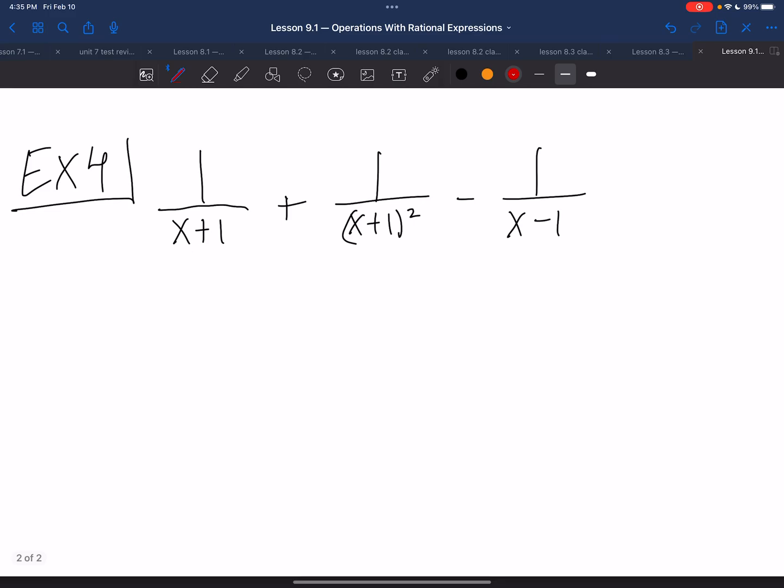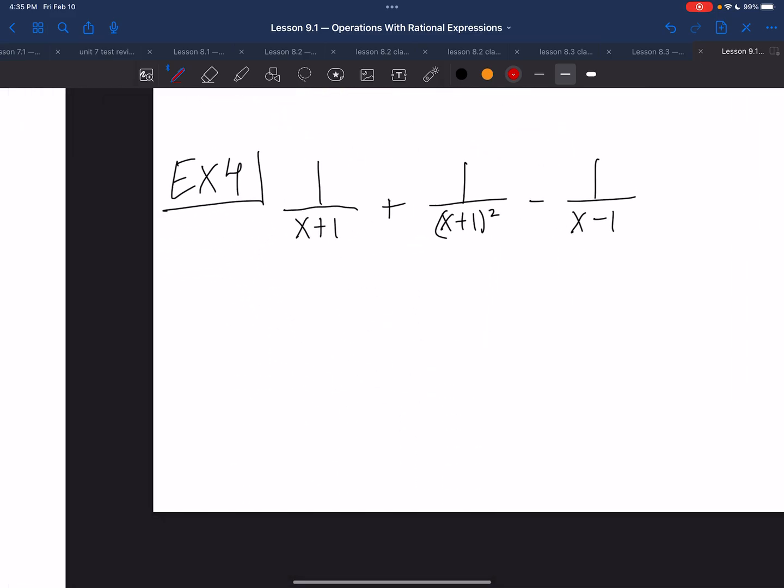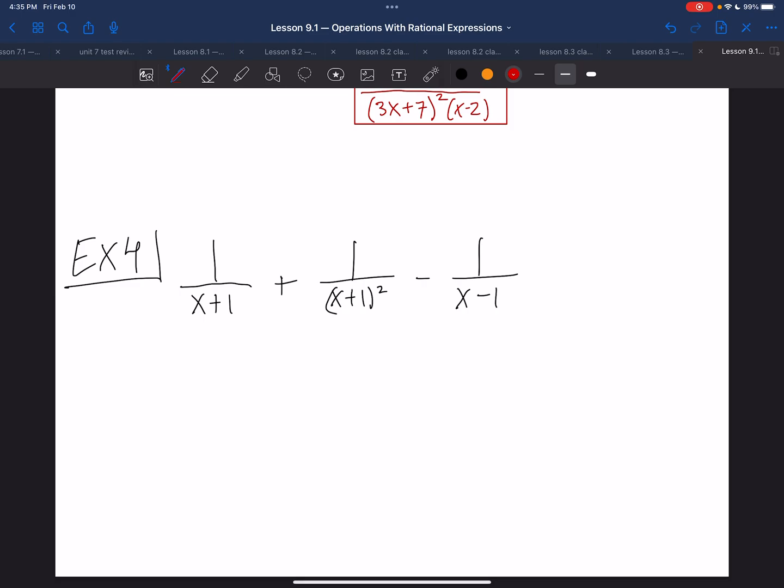All right, last one, example 4. Here we go. Same exact idea, but now I'm adding together 3 fractions, so I need a common denominator. So let's identify that LCD, that least common denominator.